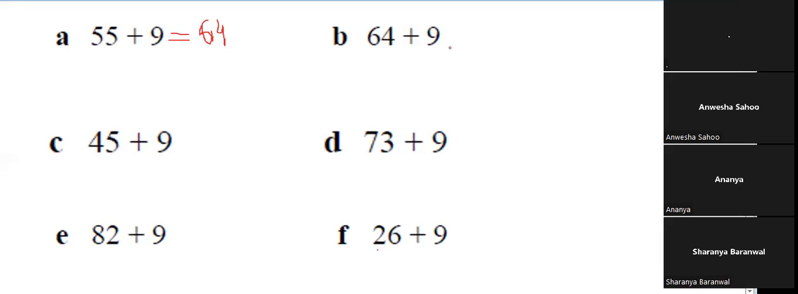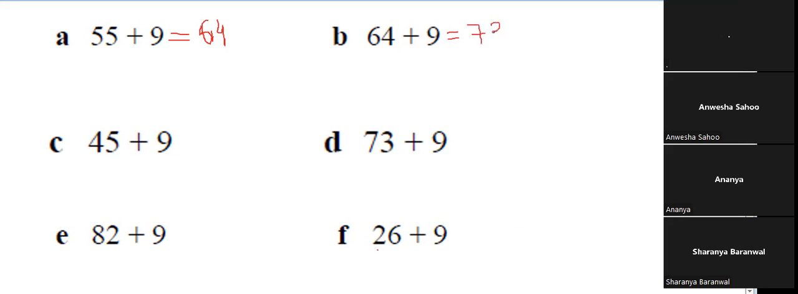64 plus 9. We add 10, so it becomes 74. And because we added 10 instead of 9, we take away 1, which results in 73.